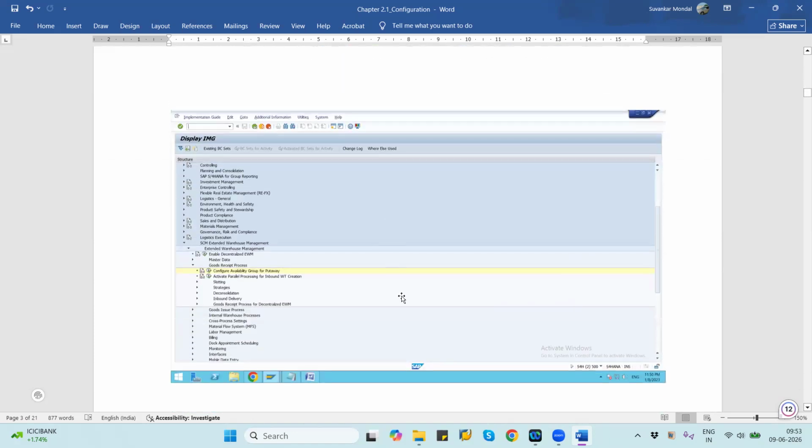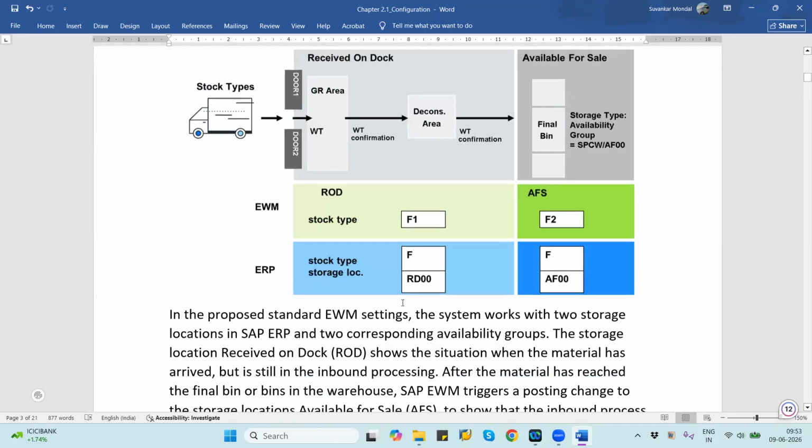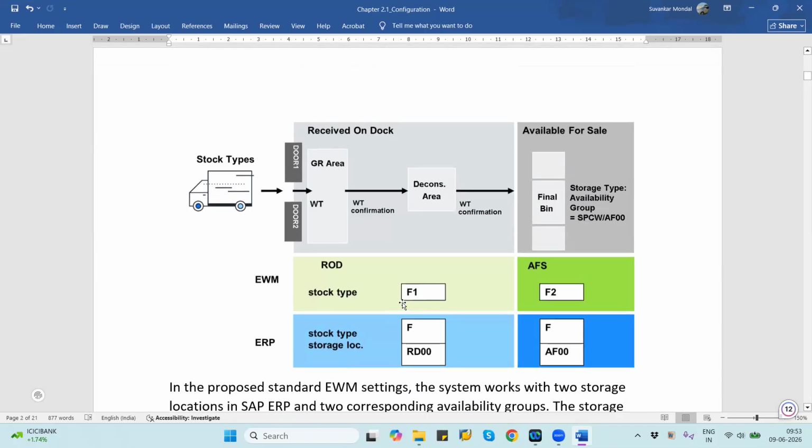So here are the two main things, sir. In the ECC system, there is one final storage location, no? So there is quality stock and block stock, right? But in the EWM system, there are two stocks, no? One is ROD, one is AFS. If it is ROD unrestricted stock, it is F1, and if it is AFS, final stock, then it is F2. That is clear.